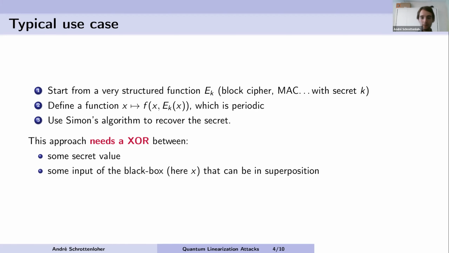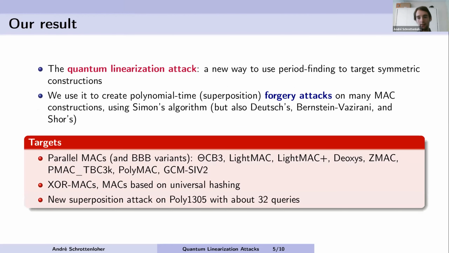This is what happened in most, or let's say all the previous attacks in this model. Now in this paper, what we show is that you can do things a bit differently to target some new symmetric constructions. In particular, these are a certain number of MACs, parallel MAC constructions that you can attack using Simon's algorithm, but also different quantum algorithms like Deutsch, Bernstein-Vazirani, and Scholz.